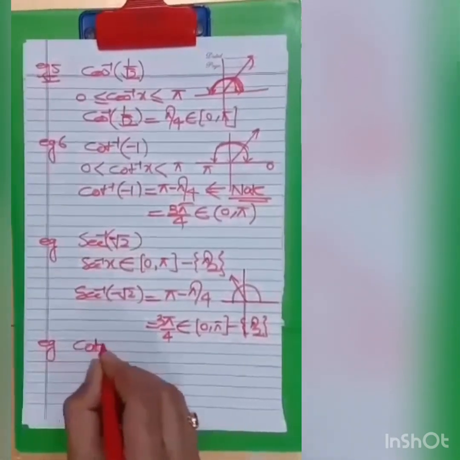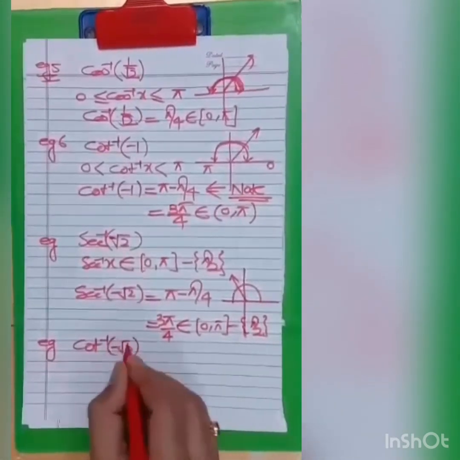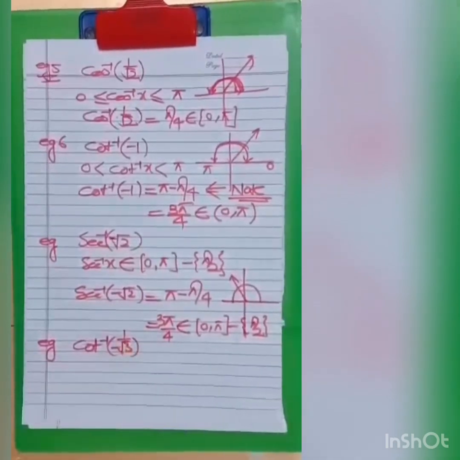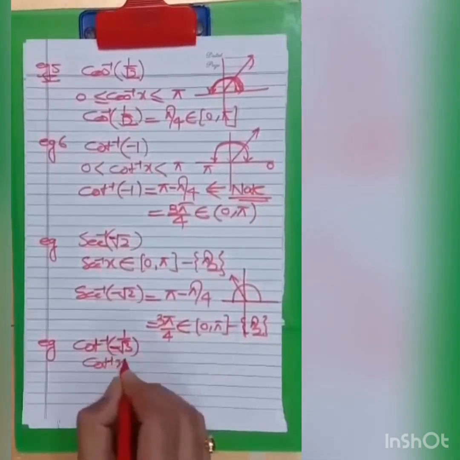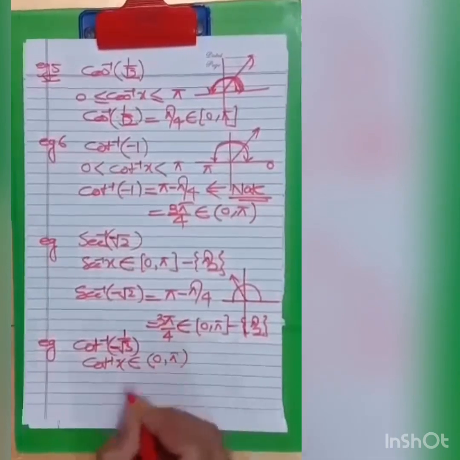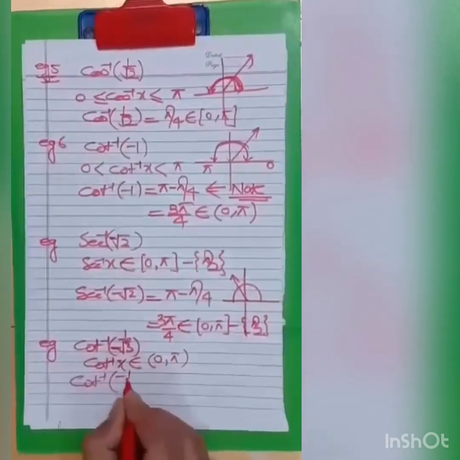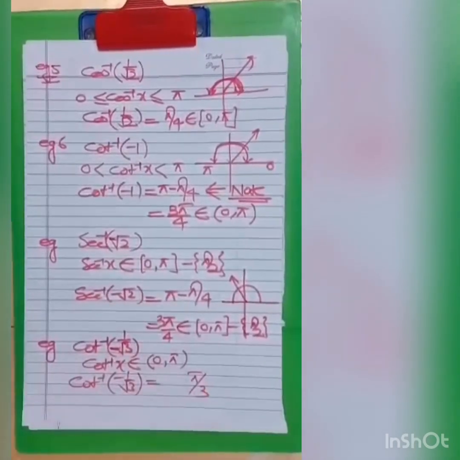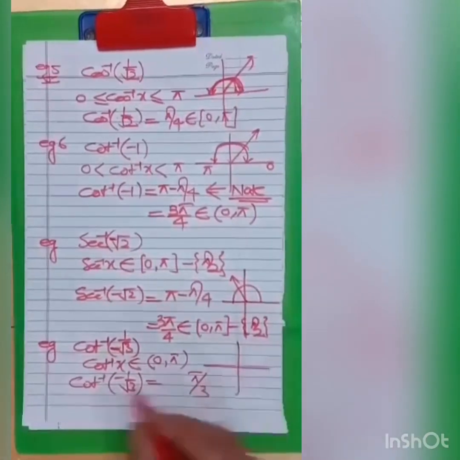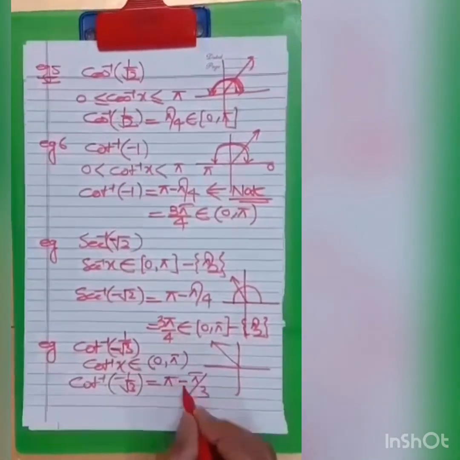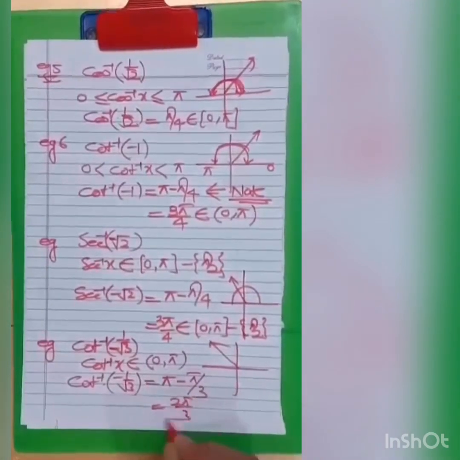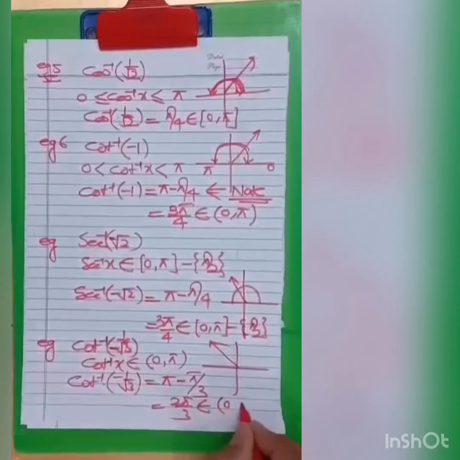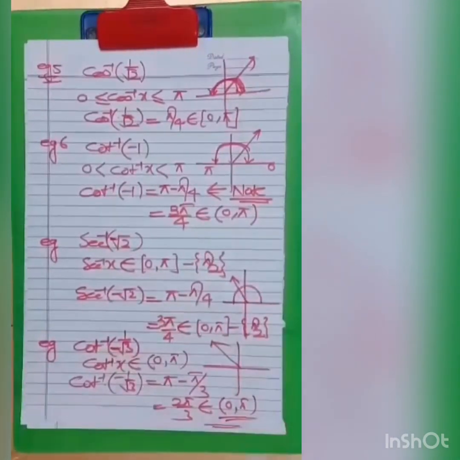Now come to the cot inverse of minus 1 by root 3. Now you know that cot inverse x is lying in the open interval 0 to pi. Cot of 1 by root 3 is 60 degree. Now because it is negative, it is lying in the second quadrant. To shift your angle to the second quadrant, subtract this angle from pi. You will get your principal value, which is lying in your principal value branch. Thank you.